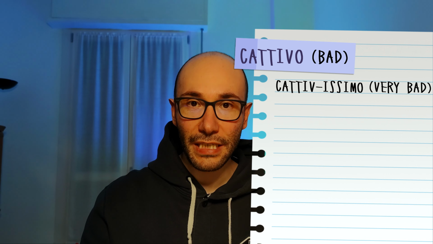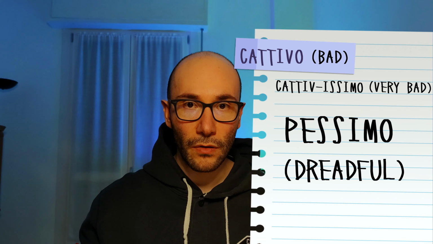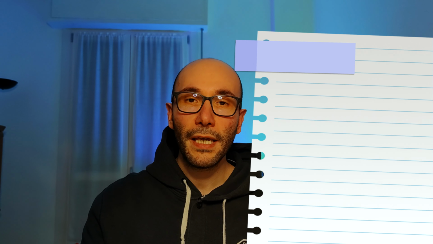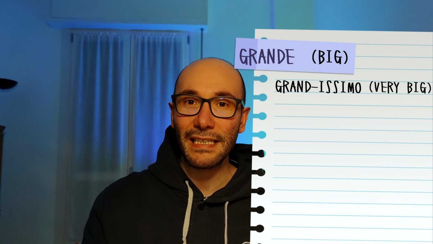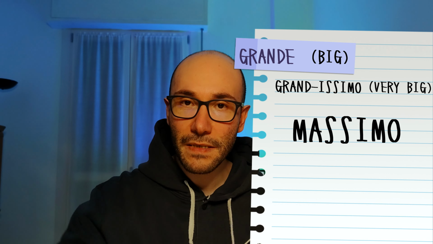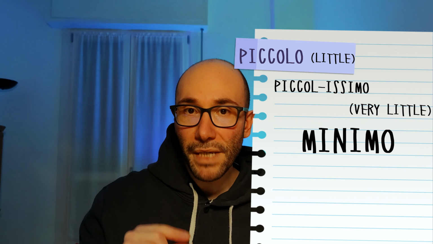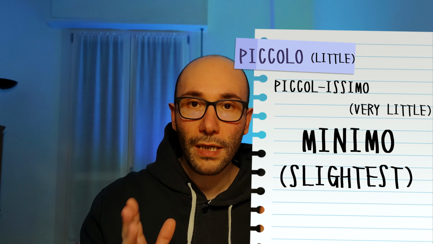Pro tip for genius speakers: remember that Italian superlatives also have their irregular forms. For instance, the adjective bad, cattivo, cattivissimo. You can transform this adjective into pessimo. You will sound more Italian. The same goes for another adjective, big. In Italian it is translated into grande. Grande can become grandissimo. However, massimo will be better. The last example is piccolo, little, which can be piccolissimo. However, minimo will be grammatically more accurate.